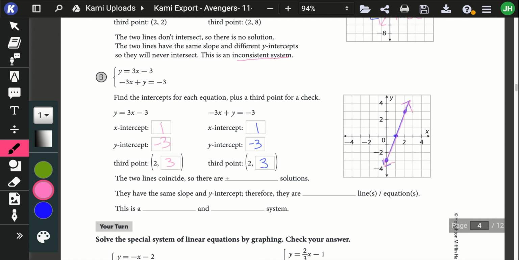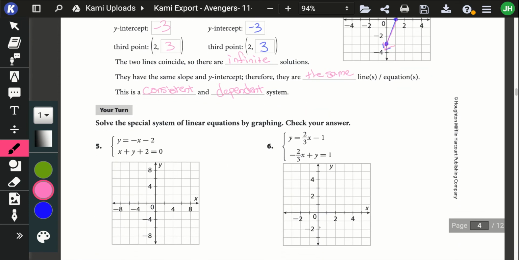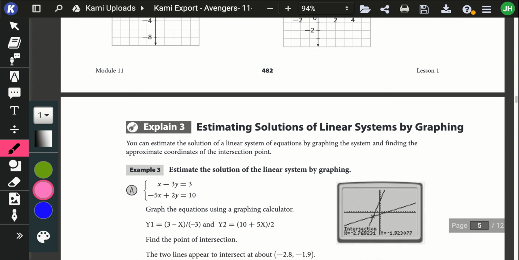There are infinite solutions. They are the same line. That is a consistent and dependent system.